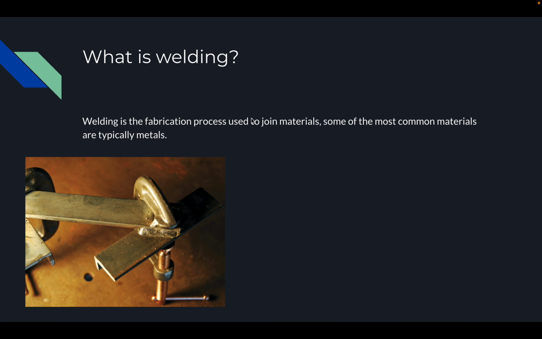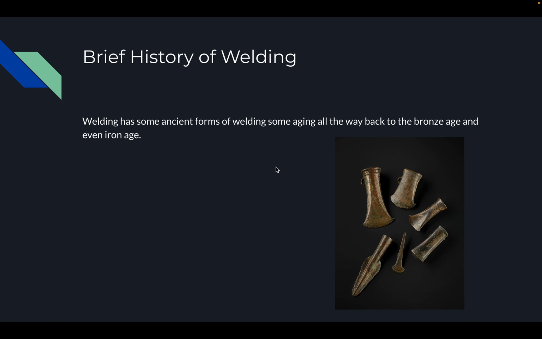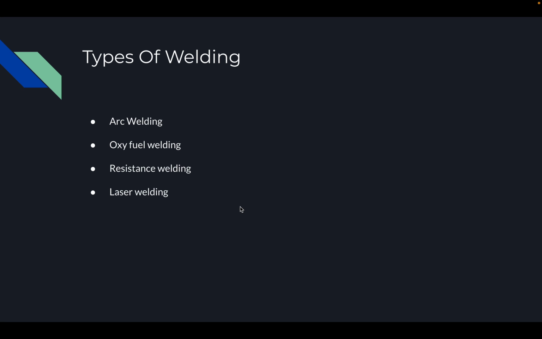Alright, so I'm going to start off with what is welding. Welding is a fabrication process used to join materials. Some of the most common materials are typically metals. Some brief history on welding. Welding has some ancient forms, dating all the way back to the Bronze Age and even Iron Age. The most modern type of welding was invented in the 19th century, which was called arc welding, which is sort of the same thing that we have now.